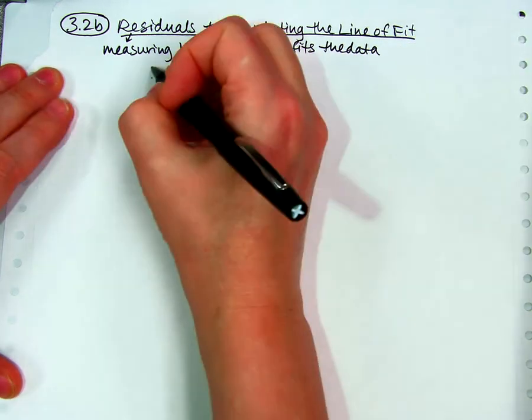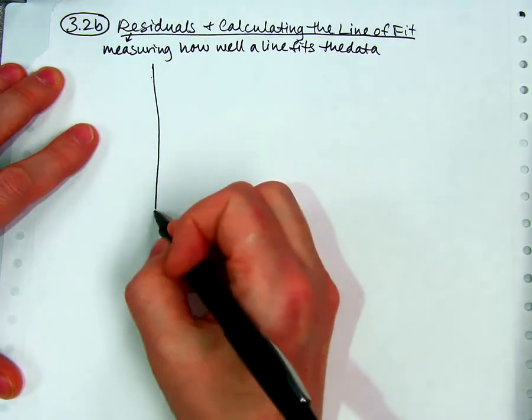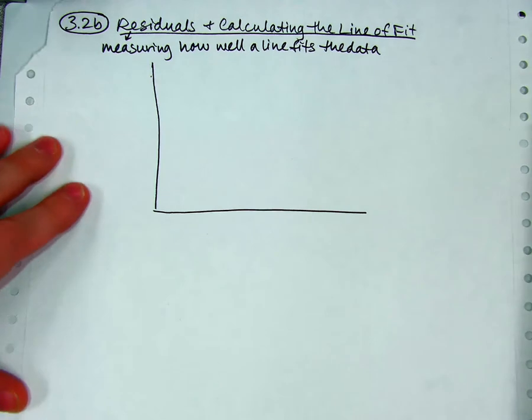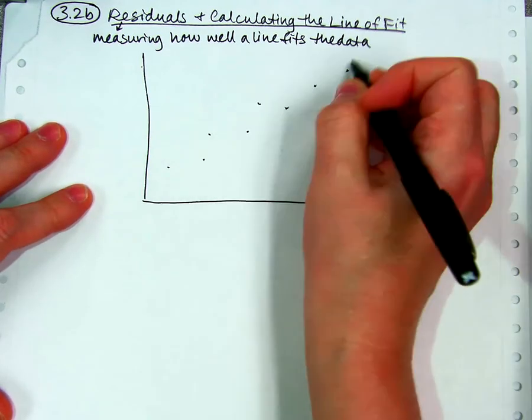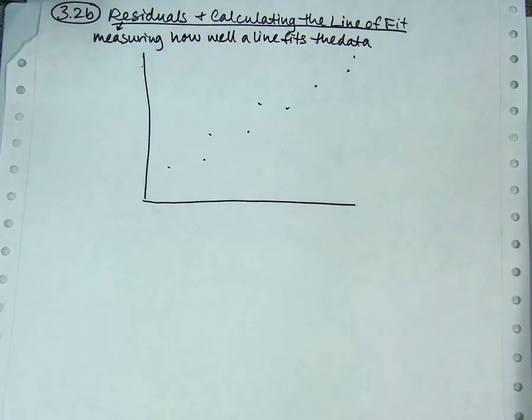And I'm going to have you draw a large scatter plot. I'm saying large because we're going to draw all over it. So give me a moderate positive trend. I don't care if your points are exactly the same as mine or not.